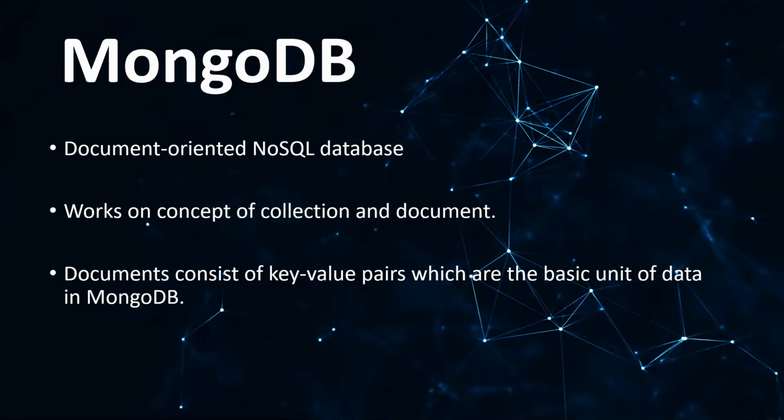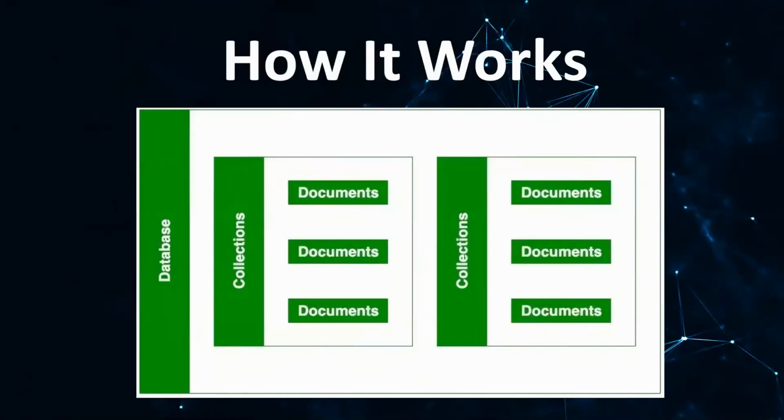And here, instead of using tables and rows as in traditional relational databases, that is SQL databases, MongoDB makes use of collections and documents. So now let's have a look at how MongoDB works. First of all, the database is a physical container for collections. So this is the database. It is a physical container for all the collections. And inside this database, a collection is basically a group of MongoDB documents.